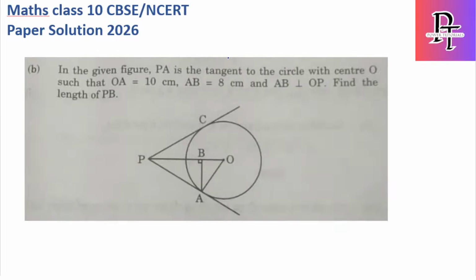In the given figure, PA is the tangent to the circle with center O such that OA is 10, AB is 8 and AB is perpendicular to OP. Find the length of PB. If I were in your position, I would definitely choose the A part because A is a proof which I already know how to prove faster. If you are confident about similar triangles questions, then solve this one, but if you are not confident about similar triangles, go with the A part.